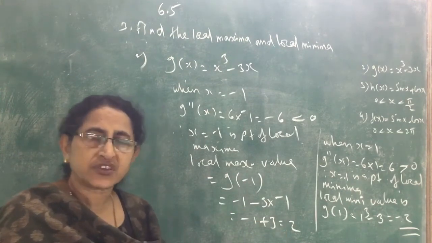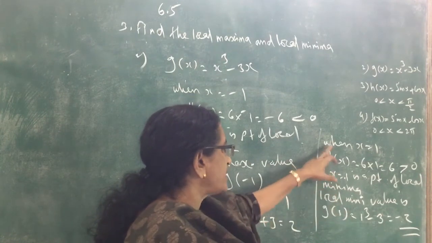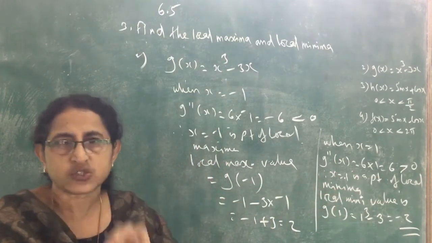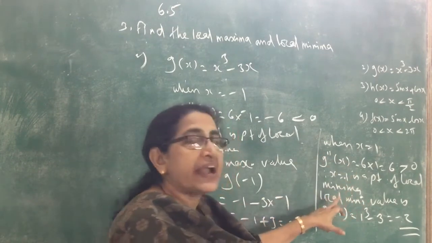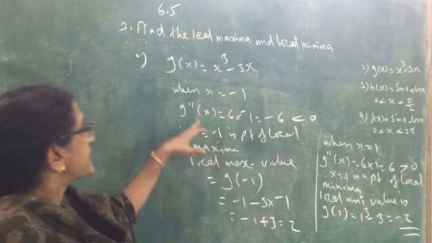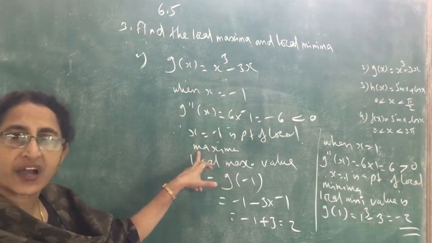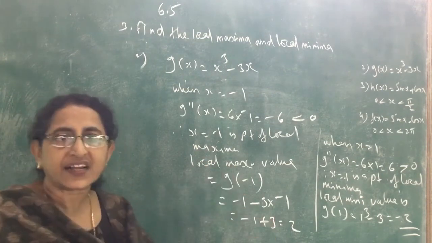So we got both the points. Now the conclusion: write all the things together. First write x equal to 1 is a point of local minima, and the corresponding local minimum value is negative 2. Then write x equal to negative 1 is a point of local maxima, and the corresponding local maximum value is 2. Write the conclusion, write the answer.